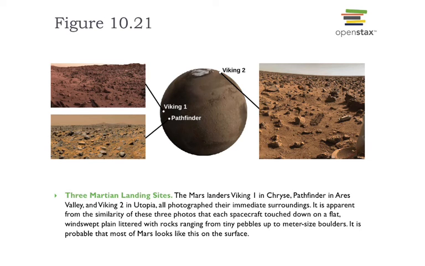Here's an image of three different landing sites: Viking 1, Viking 2, and Pathfinder. And again, you can see the terrain is very similar there. So desert, with rocks ranging in different sizes, right? Tiny pebbles up to boulder size as well.